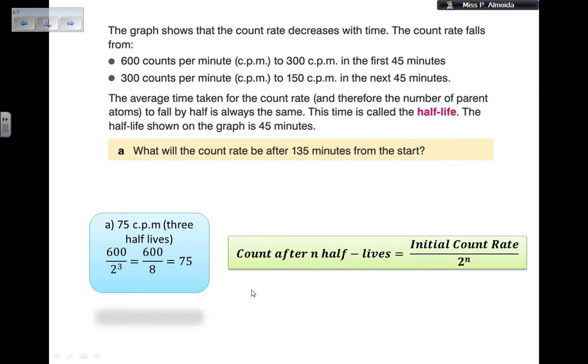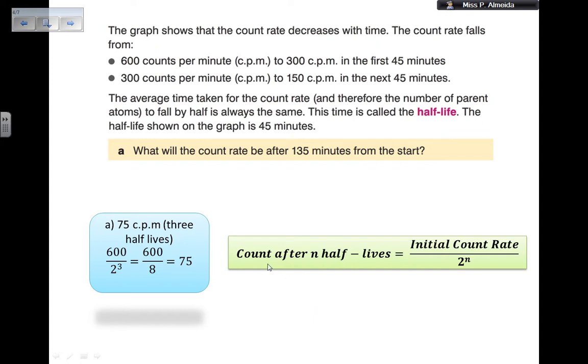I can do that the overall count after n half-lives, and this is not half minus lives, okay? So the overall count after n half-lives is going to be equal to the initial count rate, 600 in this case, divided by 2 to the power of the number of half-lives. In this case, 2 to the power of 3. So it's up to you. You can use this formula, or you can keep dividing by 2. But if you have something like 10 half-lives, maybe it's just faster.